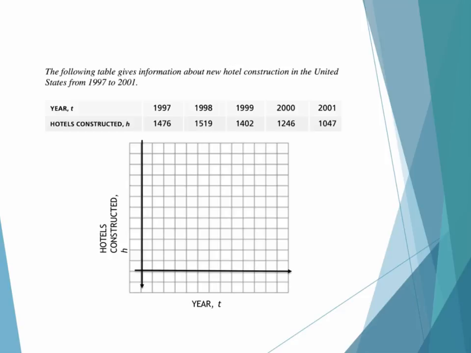So I have my input, which is my horizontal axis, that's the year T, and my output on my vertical axis, which is hotels constructed. I'm going to space out my points so that I have some room. So this axis here is going to be 1997, and then I'm just going to go every other.